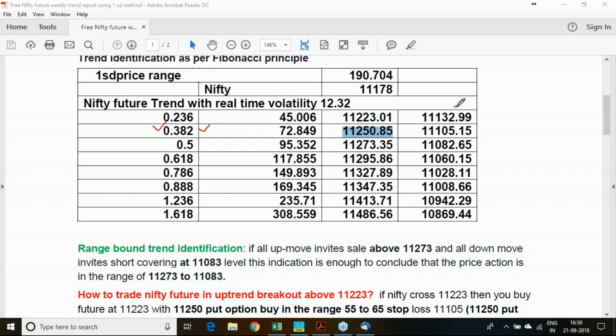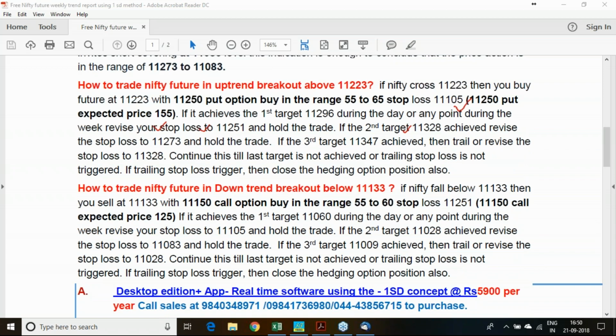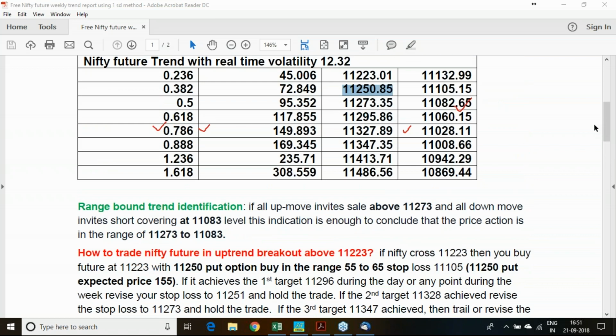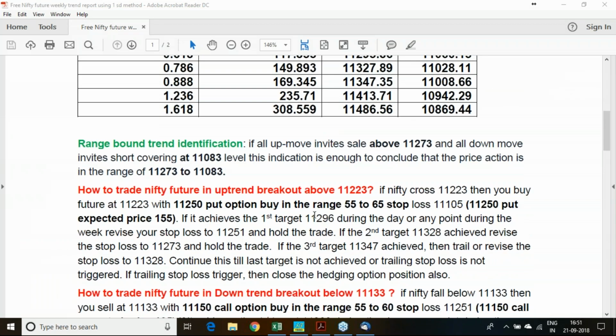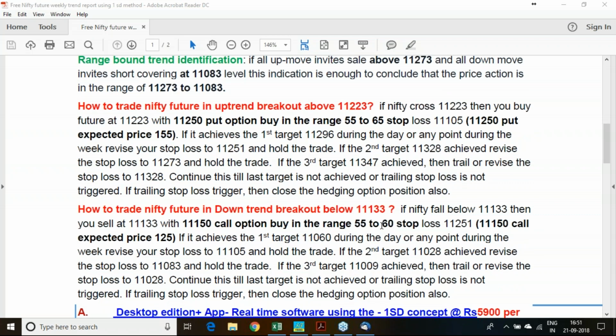So if I am selling here, I must hedge it with the 11,150 call option. If it crosses 11,251, my future I'll be booking the losses, and at the same time the hedging call option I'll also be closing and booking the profit. So the net will be the net loss I'll be carrying. The same way I have explained for the Nifty buying, you can go for the selling also.